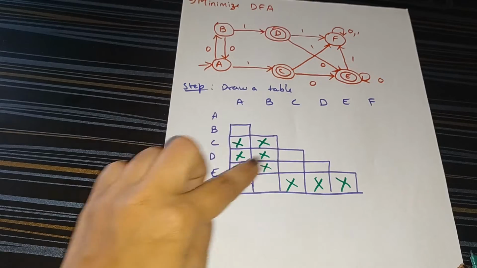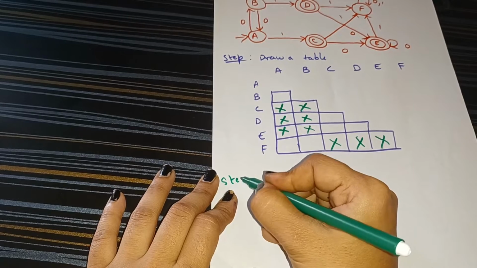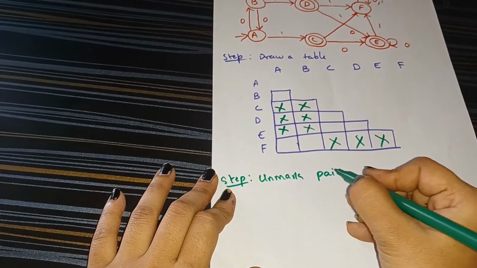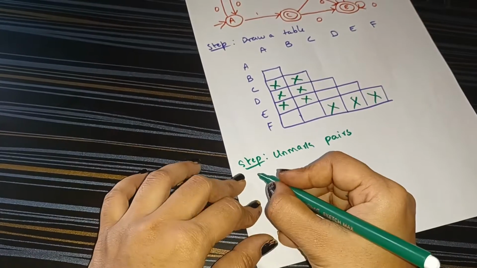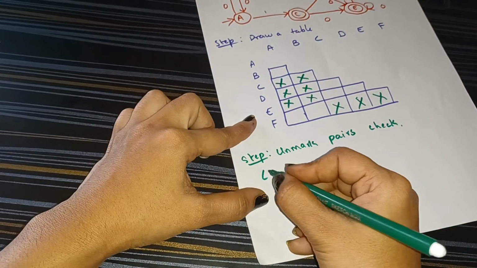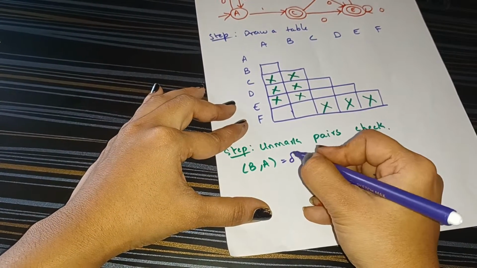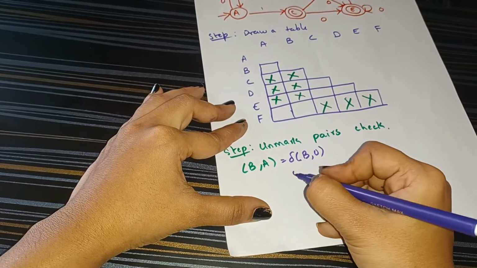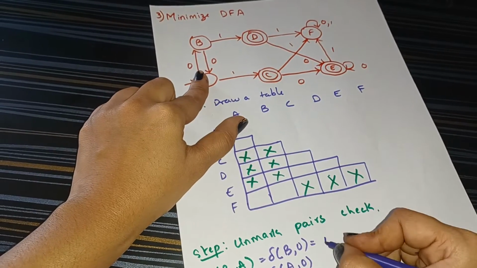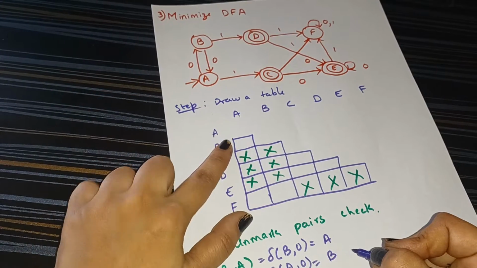So now we can check the unmarked pairs. The next step is to check for unmarked pairs. The first unmarked pair is BA. So we'll check the transition of B on 0 and the transition of A on 0. B on 0 is going to A, A on 0 is going to B. Is AB marked? No.